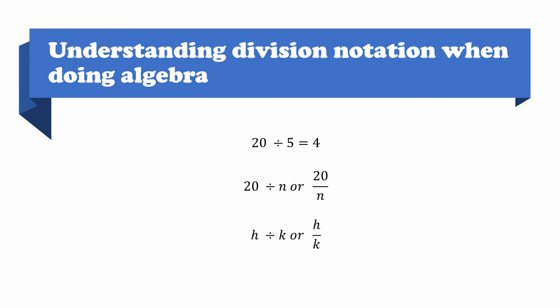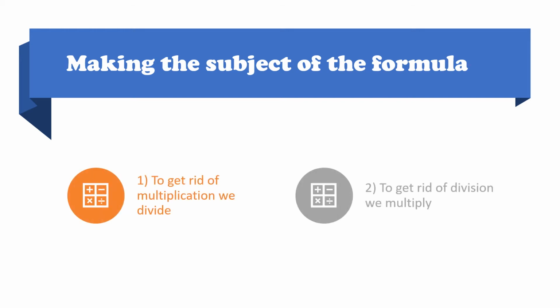Let's go. Moving on. Now just look at the rule. Making the subject of the formula. How do we make the subject of the formula when dealing with multiplication and division? Well, guess what? It's really straightforward. And the rule goes as simple as this. If you want to get rid of multiplication, we divide. And that's all there is to it. We divide by whatever it is that we want to get rid of. And if we want to get rid of division, simply we multiply. And again, we'll be multiplying by whatever we want to get rid of.